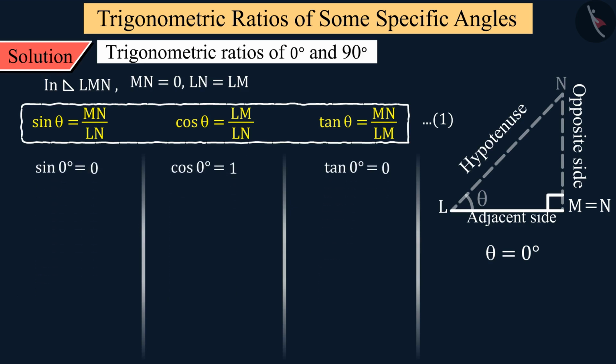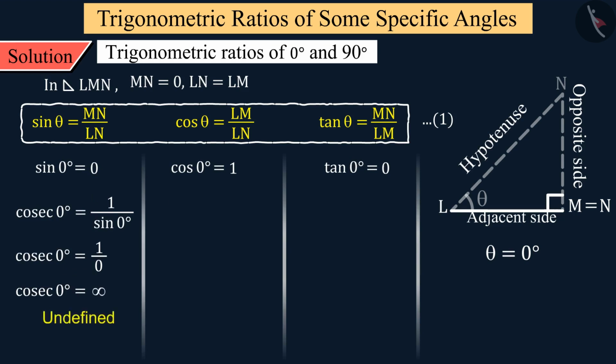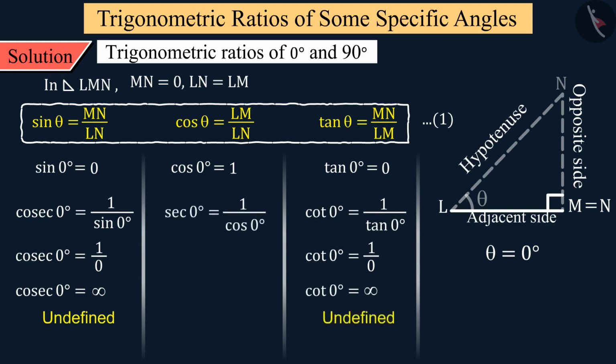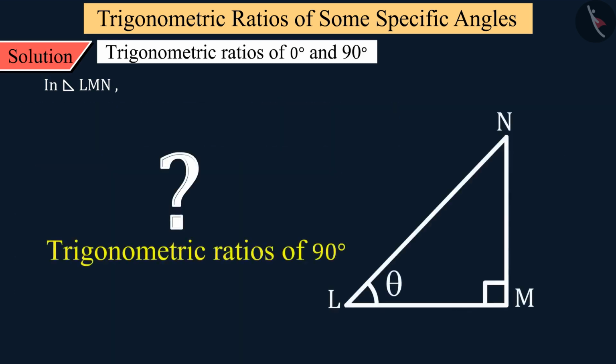If we talk about the value of cosec 0 degrees, then according to the above situation, we get the value undefined because dividing a number by 0 gives an undefined value. Similarly, the value of cot 0 degrees will also be undefined, and the value of sec 0 degree is equal to 1. But right now we also have to know about the trigonometric ratio of 90 degrees.